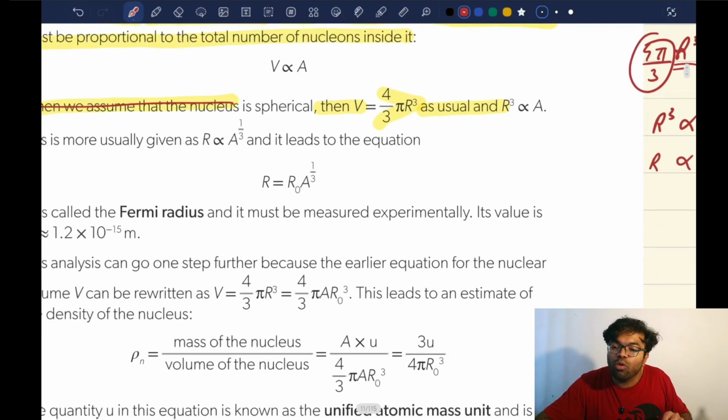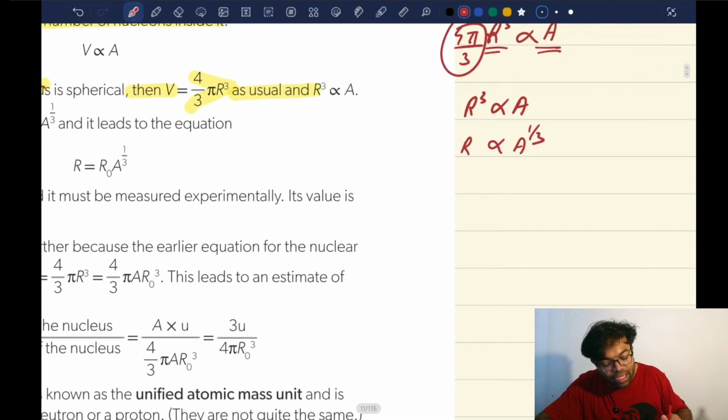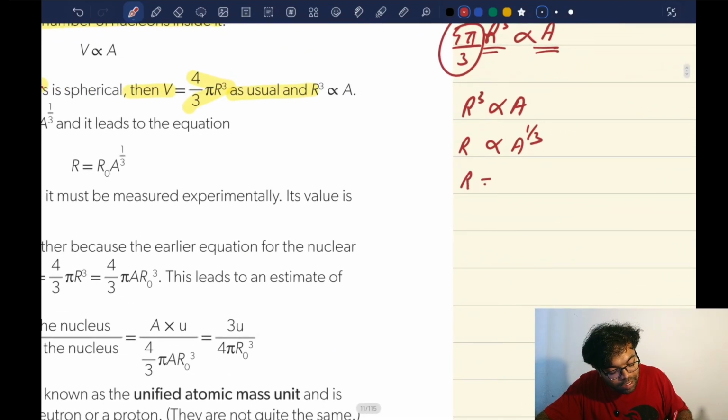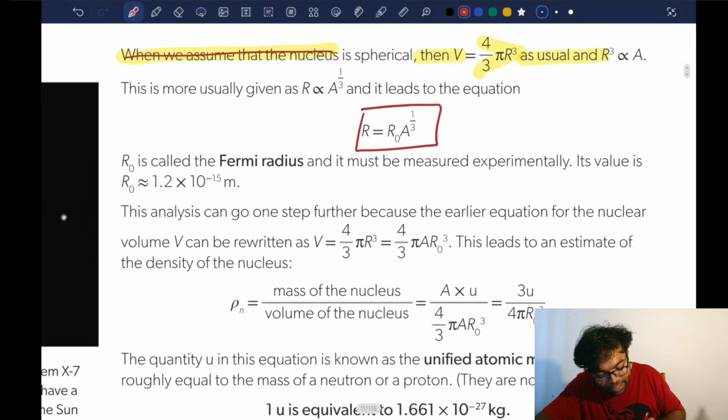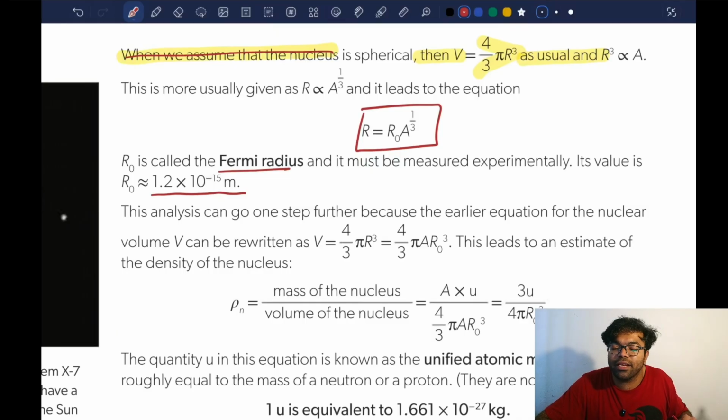Clear? Now, to remove this proportionality sign, we have a constant: r is equal to r naught A to the power 1 upon 3. This r naught is known as the Fermi radius. And this Fermi radius is equal to what? 1.2 into 10 to the power minus 15 meters. That 10 to the power minus 15 is known as a Fermi.